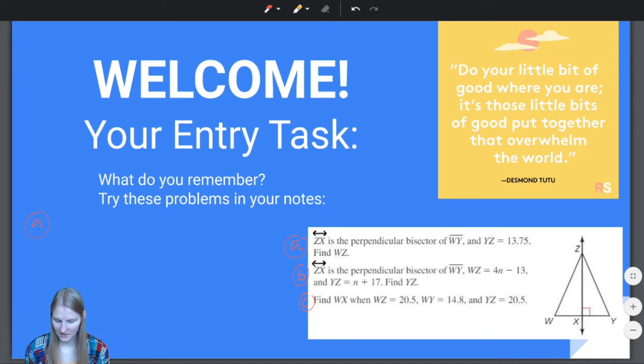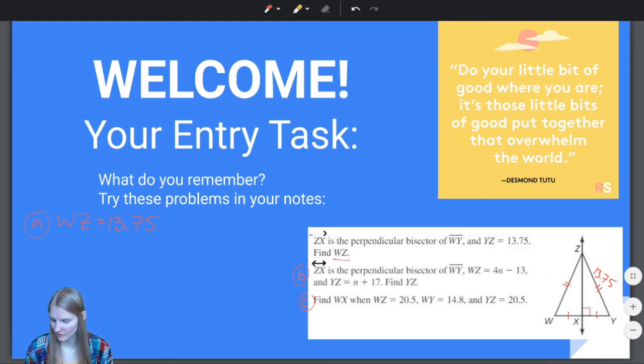We have that ZX is the perpendicular bisector, which means that for part A, I can say that WX is congruent to XY because that's what it means to be a perpendicular bisector. And YZ is 13.75. Find WZ. Well, that's easy. If this is the perpendicular bisector, I know that any point on the perpendicular bisector is equidistant from either endpoint. So, WZ is 13.75. Ta-da!